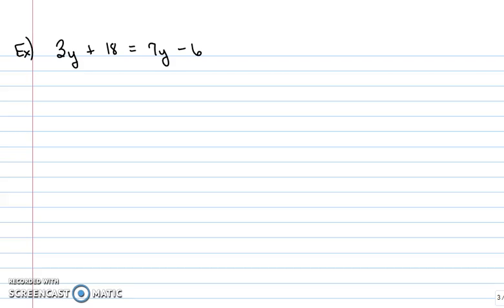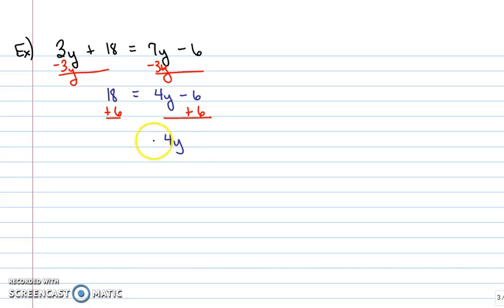So I'm going to subtract 3y. Kind of going the opposite direction, but I like to keep my y's positive. It's the way I like to do things. So I'm going to move 3y over by subtracting it from both sides. That's going to leave me with 18 is equal to 4y minus 6. Now I have to get the numbers on the same side of the equation, so I'm going to add 6 to both sides to get that 4y term by itself, because I want to solve for y, and it has to be alone before I can solve for it.